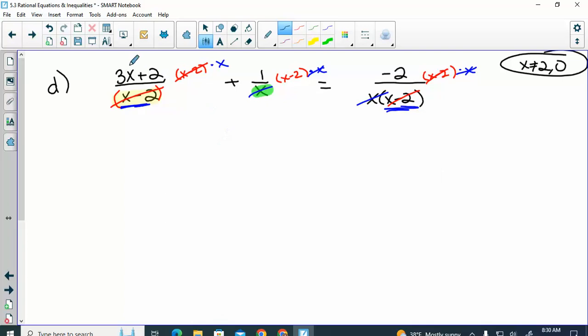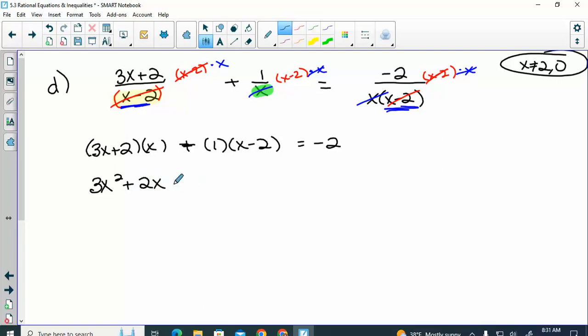Alright, so when you go to multiply, you have to make sure you're distributing. You have a 3x plus 2 all times an x. We have 1 times the x minus 2. And we have a negative 2 left over here. So if I add my like terms, I get 3x squared plus 3x minus 2 equals negative 2.